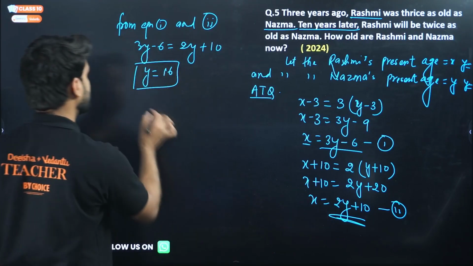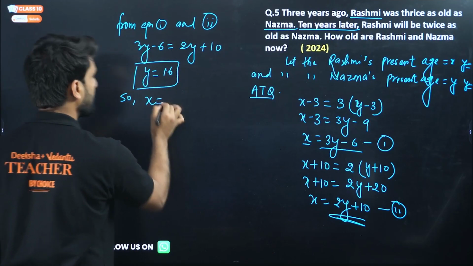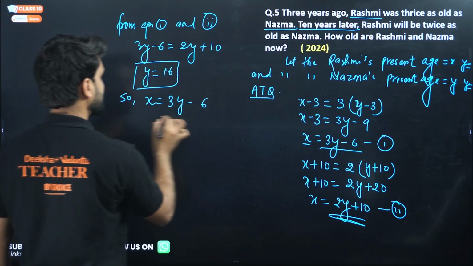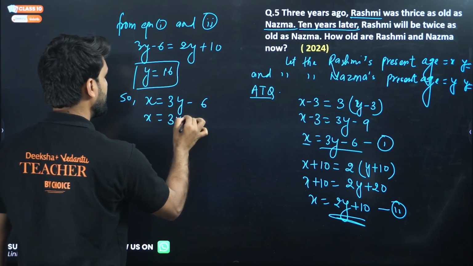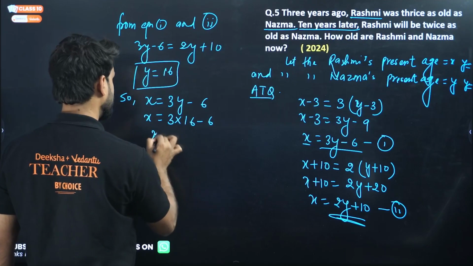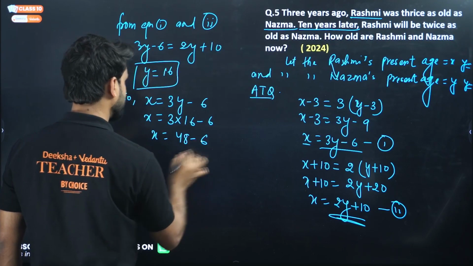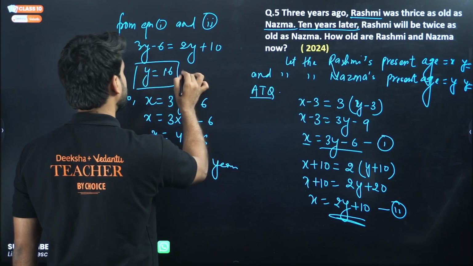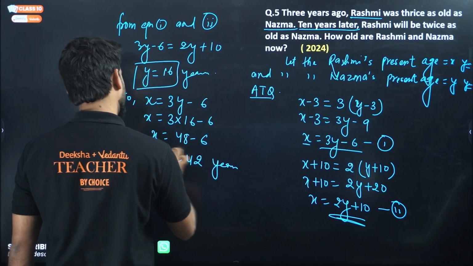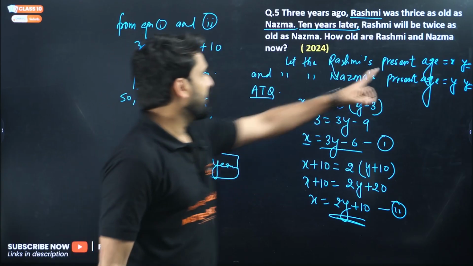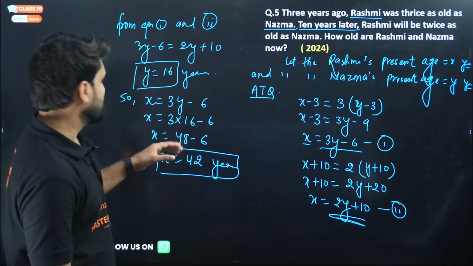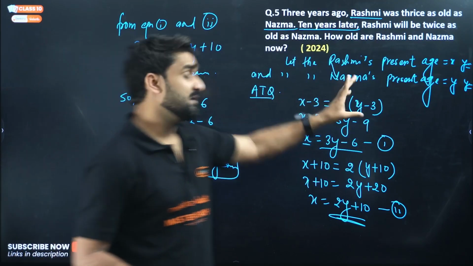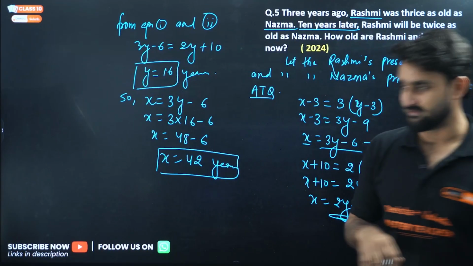Now find out x. We have this or we have this. So x equals 3y minus 6. Now put the value of y. 3 into 16 minus 6, which equals 48 minus 6, which is 42 years, right? And this is 16 years. So the present age of Rashmi is 42 years, she is 42 years old, and the present age of Nazma is 16 years. I hope this is clear to everyone.